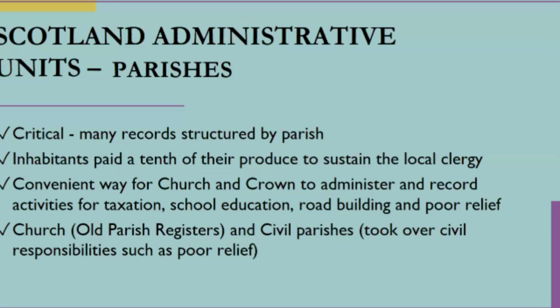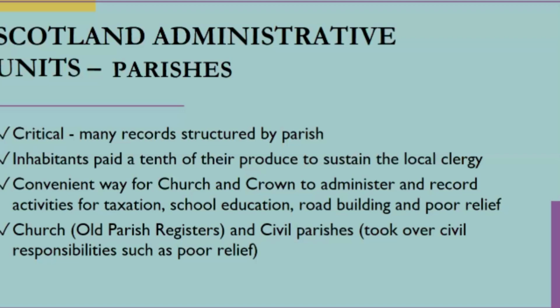One of the reasons that parishes were critical is that the inhabitants in each of the parishes would pay part of their produce that they were growing, or coins that they had accumulated, to the local clergy. At the time, before civil registration and before the government was taking over more of these things, the clergy were responsible for building the roads and taking care of the poor and all the things that the local government soon adopted. It was also a convenient way for the church and the crown to record information for taxation and school education and road building, etc.